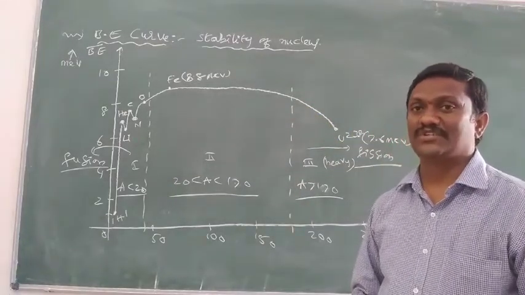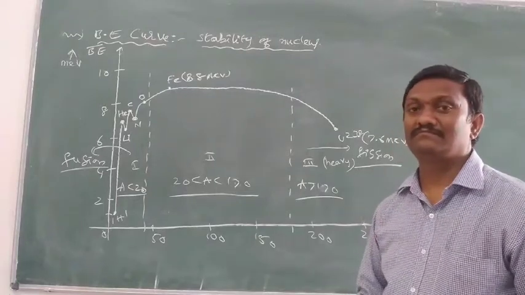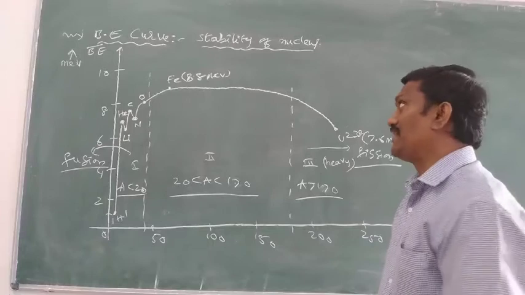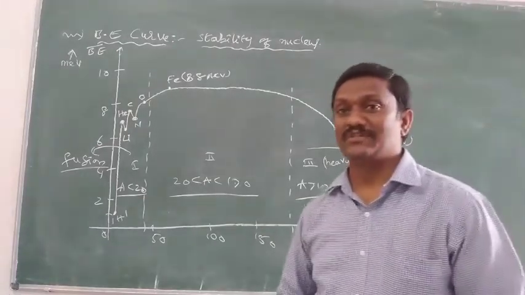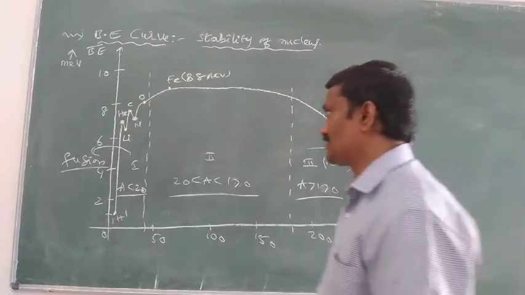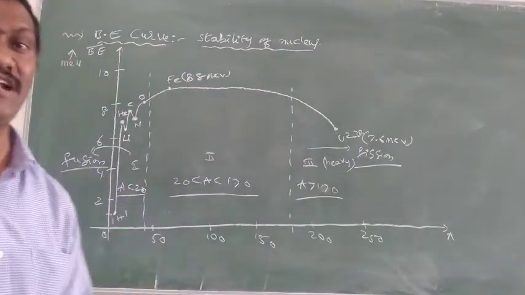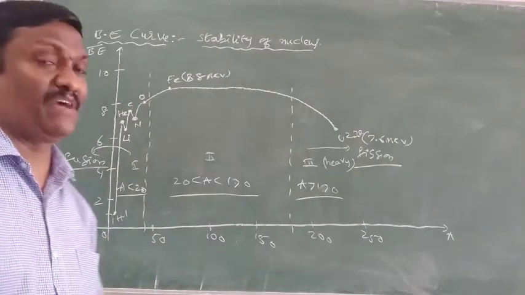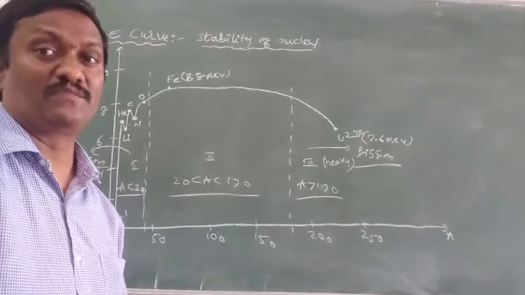So that is the importance of the average binding energy curve. Mainly it explains the stability of the nucleus. The variation of stability from one element to another is explained by this important curve, the average binding energy curve.